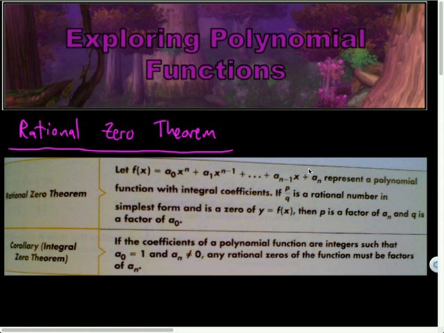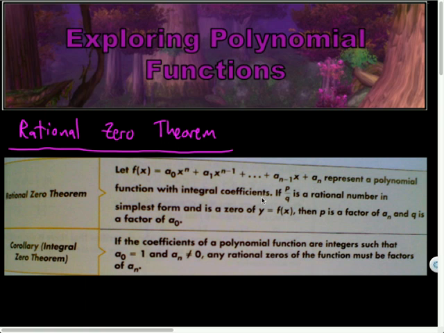So a sub n is my constant term and would be the y-intercept in this polynomial. A sub 0 would be the leading coefficient. All of these a values are the coefficients, and then I have exponents, x to the n minus 1, all the way down to a constant term. So let this represent a polynomial with integral coefficients.